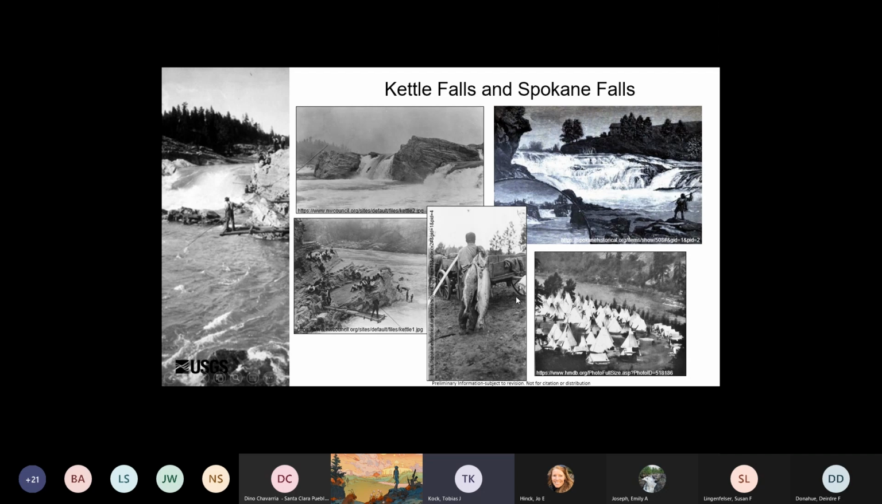This picture in the middle shows two very large Chinook salmon. It took a very large fish to try to navigate up through these falls. And so some of the largest fish in the basin were found in some of these headwater areas.